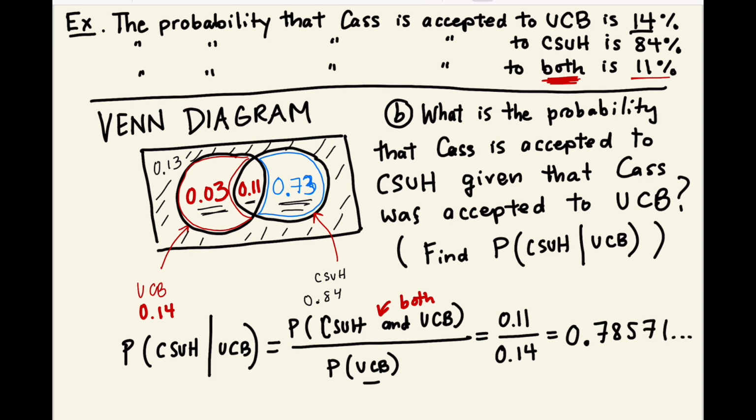And so this is 0.78571, which I'm just going to round to 3 decimal places. So that gives me 0.786, or about 78.6% approximately. So if we know that Cass was accepted to UC Berkeley, there's about a 78.6% chance that Cass will be accepted to Cal State Hayward.